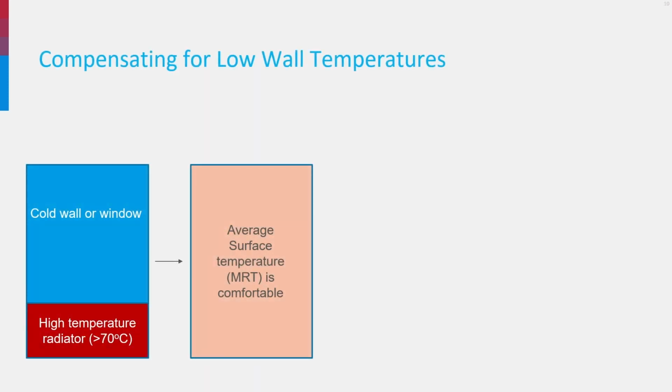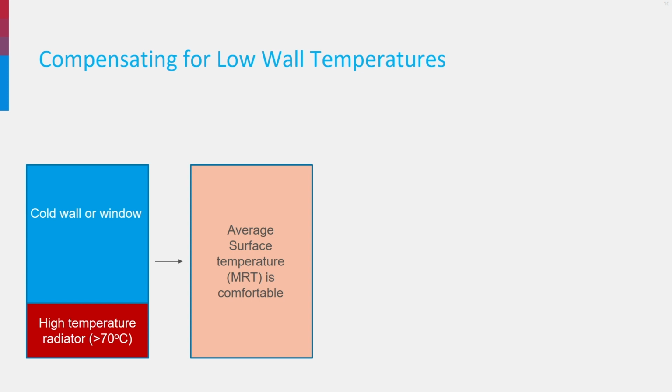This diagram also explains why in cold countries radiators are generally placed under the window. This is because the hot radiator not only brings the needed heat but is also used to compensate for the cold surface temperature of outer walls and windows, increasing this way the MRT towards a comfortable level.